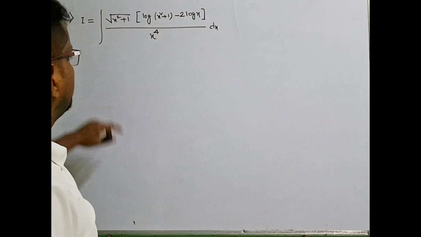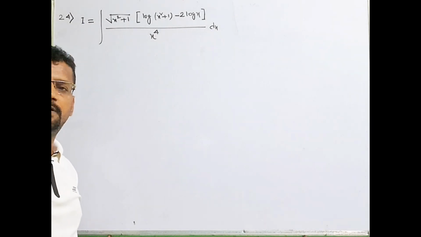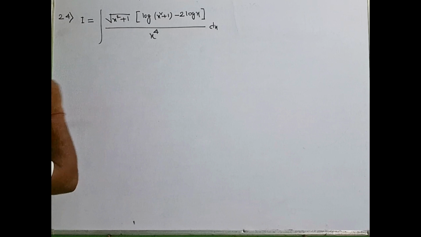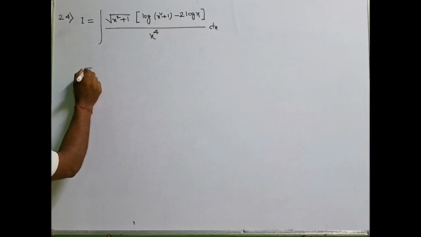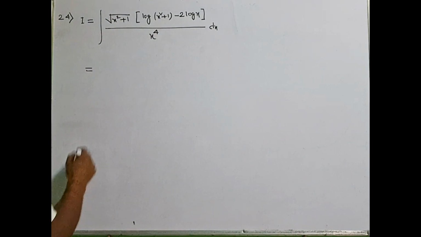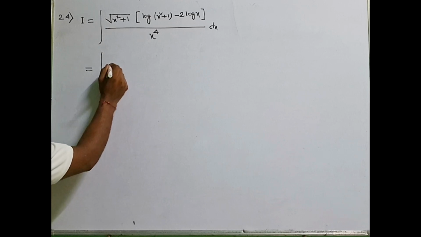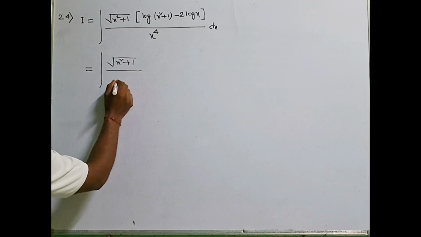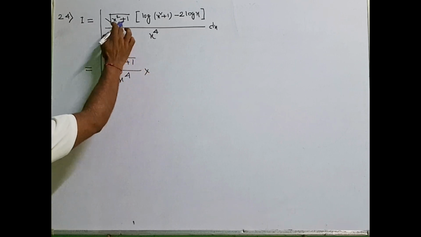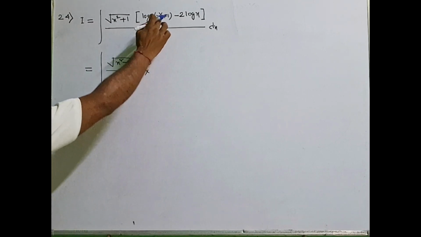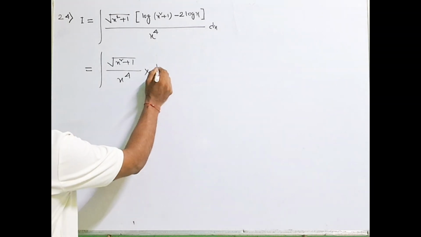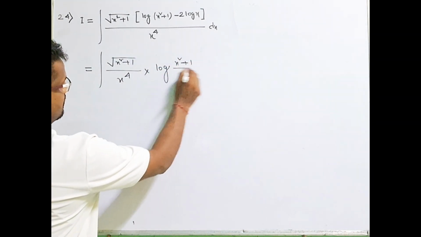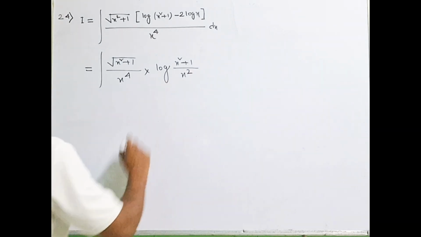Now question number 24, this is the last question of the indefinite part from your miscellaneous exercise. Here some special arrangement you have to do at first. See, root over x square plus 1 divided by x to the power 4, into log of x square plus 1. This is nothing but log of, directly you can write, x square plus 1 by x square using the property of logarithm.